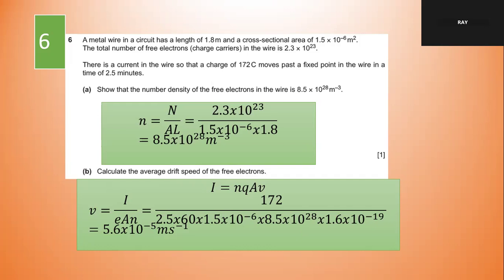Any comment? This is Q. Q divided by time. This is your time. Okay, I didn't show the step. That's your time. Q divided by time.